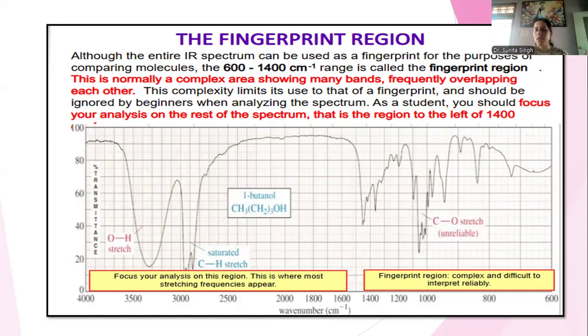600 to 1400 is the fingerprint region, and it is difficult to interpret reliably, but our focus is on this part which is left of that 1400 centimeters. The fingerprint region is a little bit complex area.